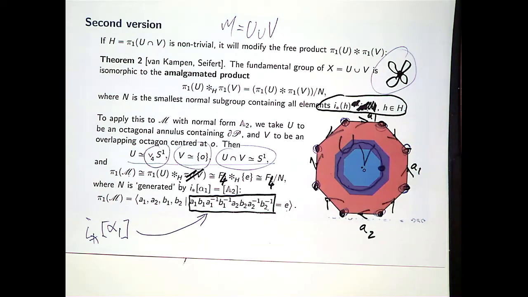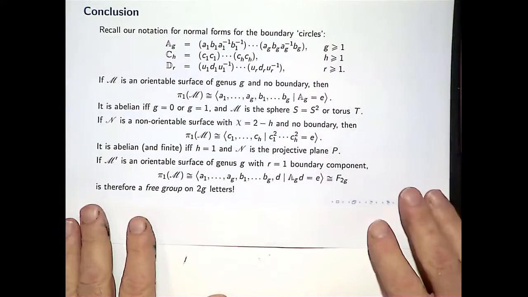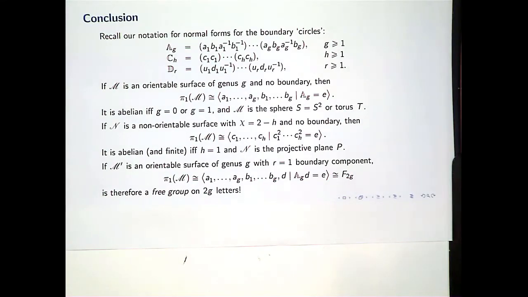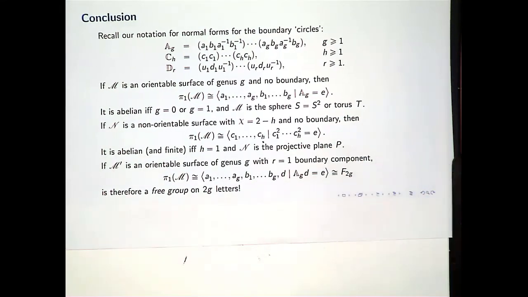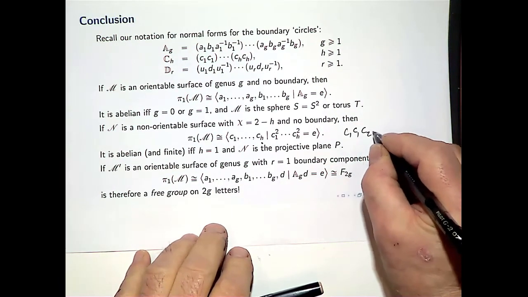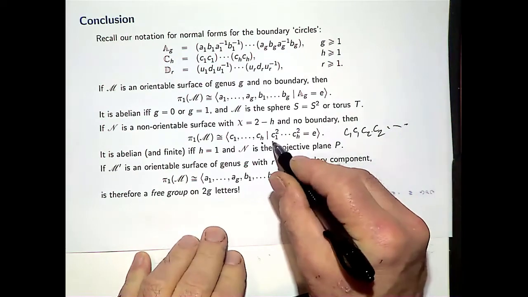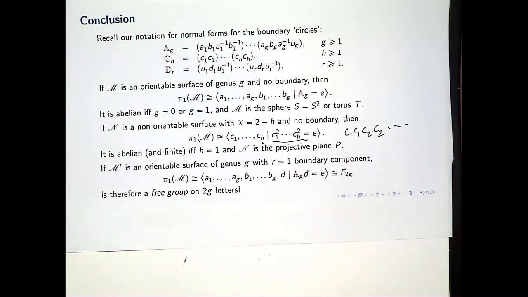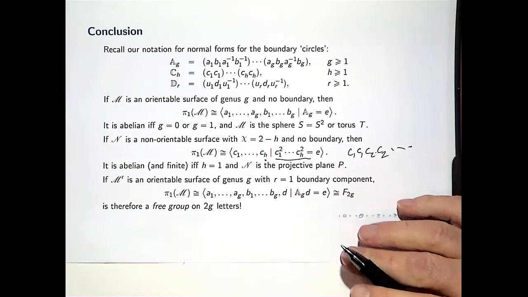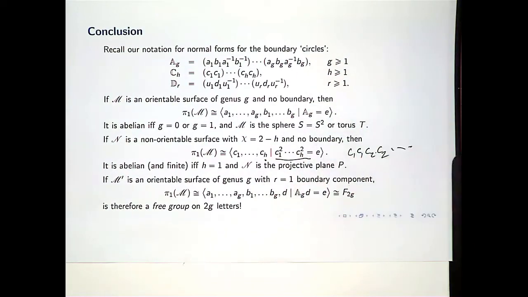There's an extra slide, which I won't display, but it just lists the different types of surfaces and the relations you get. Well, I'll just show it to you, but I'm not going to say anything. So if you take the non-orientable one, remember the normal form was C1, C1, C2, C2, and so on. But when you think of that as an element of the fundamental group, you can just replace C1, C1 by C1 squared. So we now know, using Van Kampen's theorem, the fundamental group of all these surfaces.